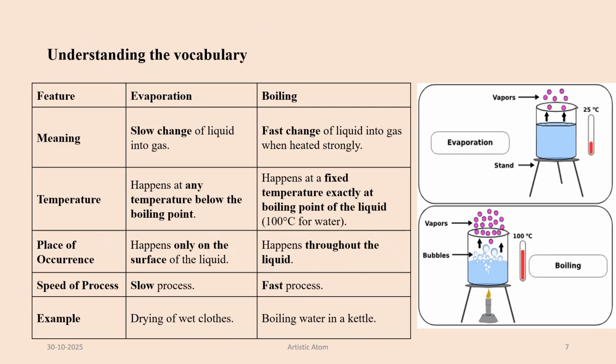Now next is understanding vocabulary. There are different terms involved in this change of states. The first term is evaporation, the other term is boiling. Sometimes students get confused. What is evaporation and what is boiling? Let's understand it using this illustration.